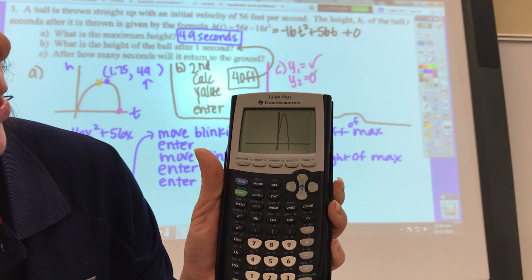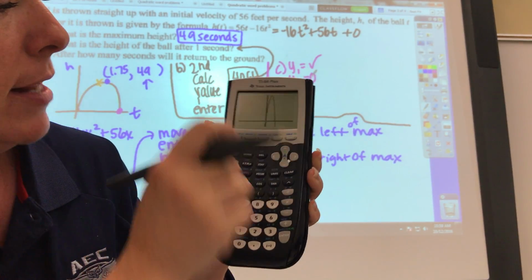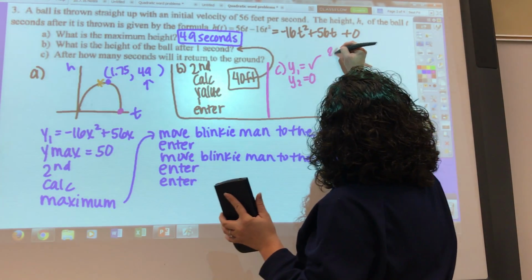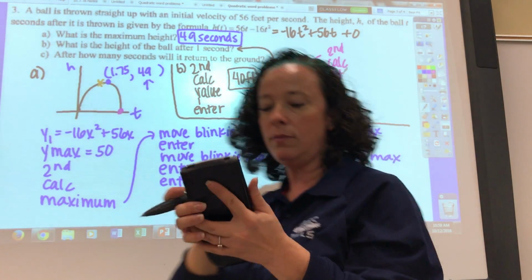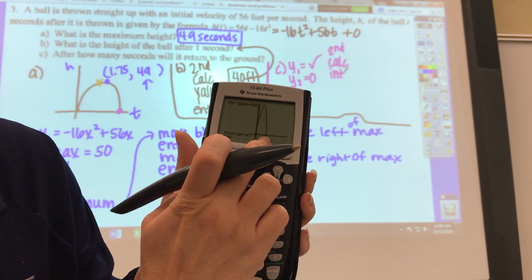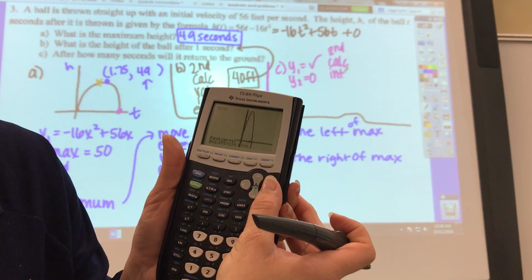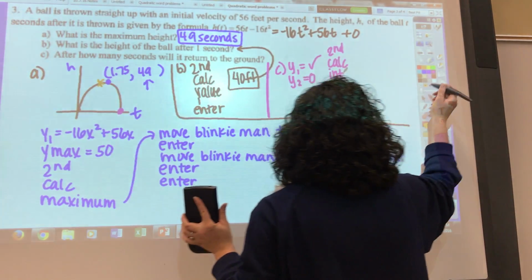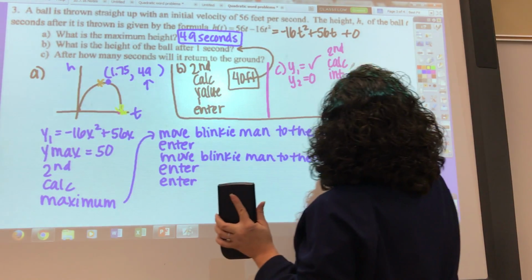You hit graph, it's going to look the same. So now, unless you have one of those color ones, it'll show you a new line right there. We want to calculate that intersection point right there. So we go second calc intersection point, second calc 5, and then move Blinky over here where you want it. So I'm going to hit the down arrow and just move him over. Blinky needs to go right on that intersection point that you want, okay? So I'm going to move Blinky right here to that intersection point.